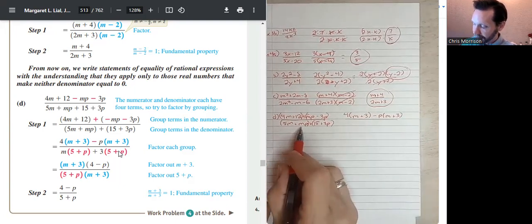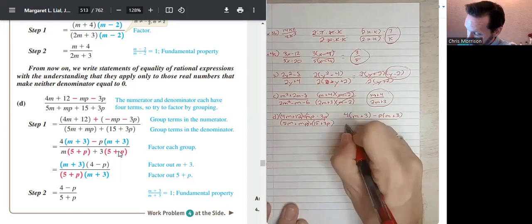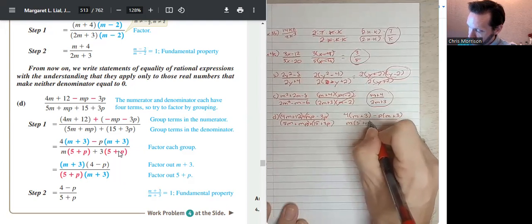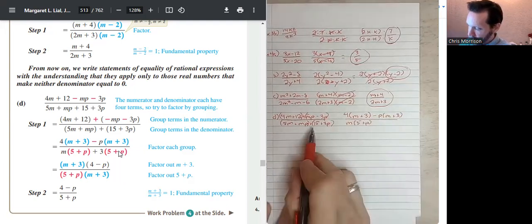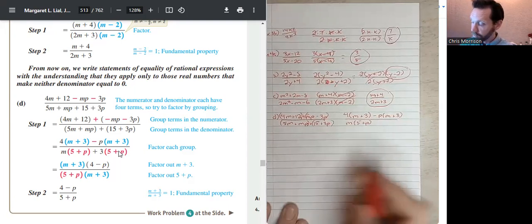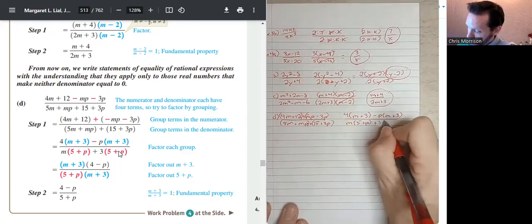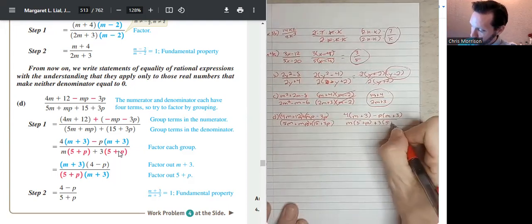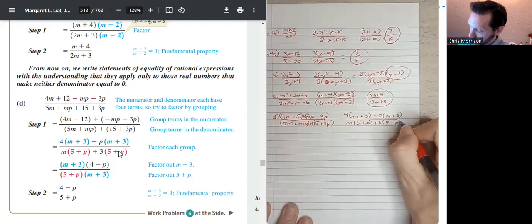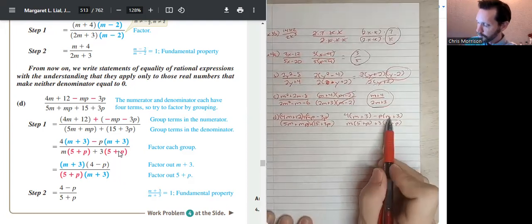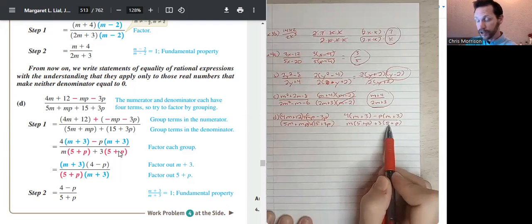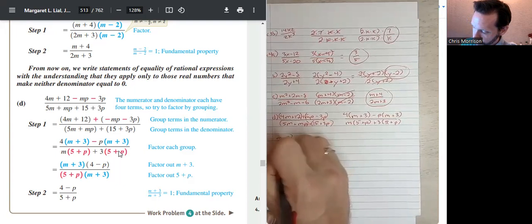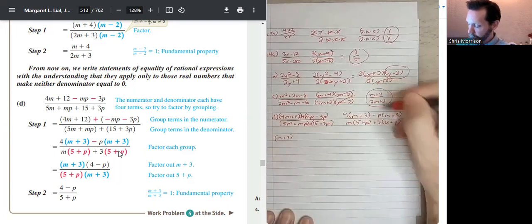5m plus mp, I can factor out that m, gives me m times (5 plus p). And then I have 15 plus 3p. I can factor out a positive 3. And 15 divided by 3 is 5, and 3p divided by 3 leaves me with a p again. Now, notice these guys match and these guys match. So what do I do when I have that? I can just leave my (m plus 3) on the top as a group, and then take these guys and treat them as a group.